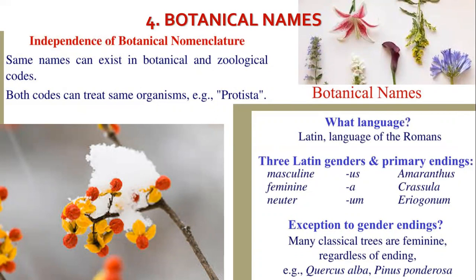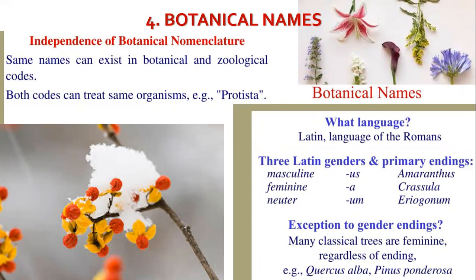So, there are three Latin genders and primary endings. All Latin words have gender: masculine, feminine, and neuter. Gender determination is usually only of concern for names at the rank of genus or below. So there are exemptions to gender endings. One exemption to the standardized gender endings is that many tree genera are typically treated as feminine regardless of the ending.